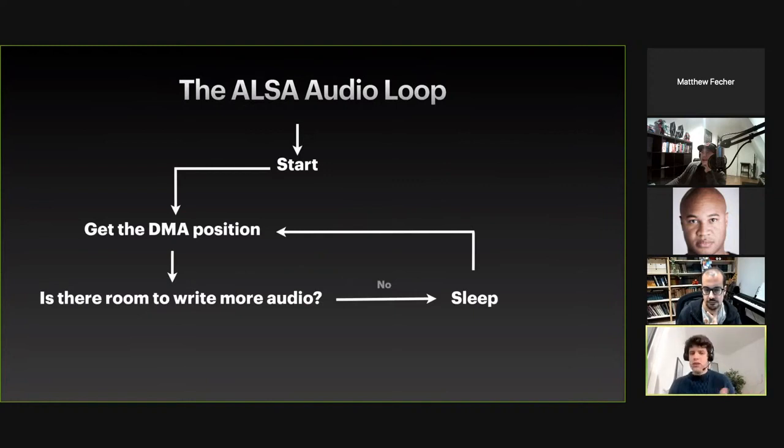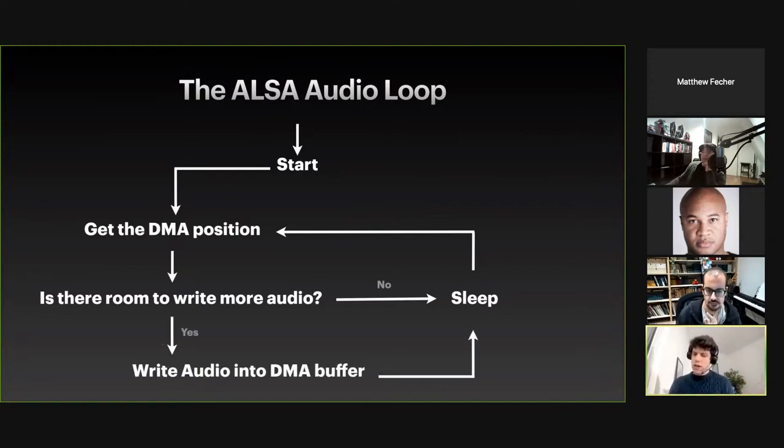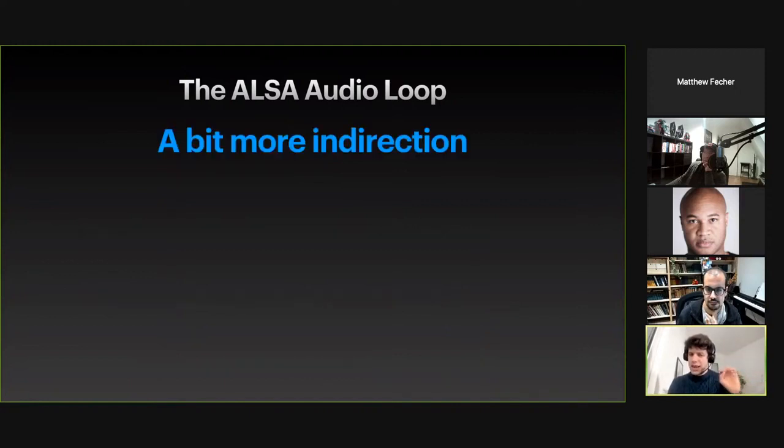But if this is not the case, you just go to sleep again, wait a few microseconds, wake up again, and check the DMA position again. Is there now room to write some more audio? If there is, you write your audio into the DMA buffer, sleep, and then go round and round in this loop. Now, ALSA doesn't do it quite like that. This would be the super, super low level. ALSA does a tiny bit of indirection, but only a tiny bit.